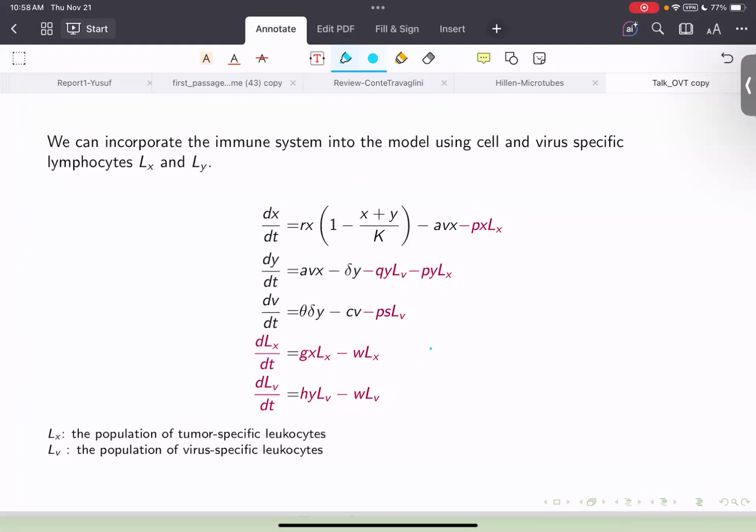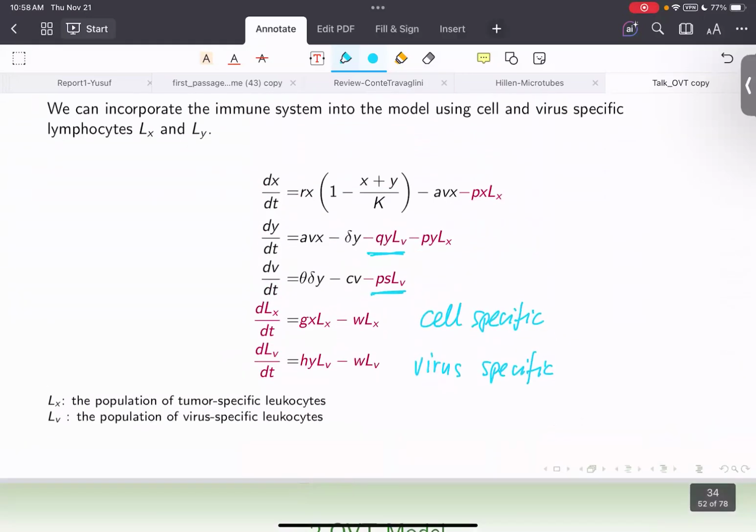So then this would be cell specific. That's the immune response which is directly attacking cancer cells. And then the other one is virus specific, which attacks the virus infection, which means it attacks the infected cells and the virus directly. Okay, so then the LVs show up here, they attack the infected cells, and here they attack the virus. And the cell-specific attacked both cell types X and Y. So this is a very general setup of an immune response model for oncolytic virus.